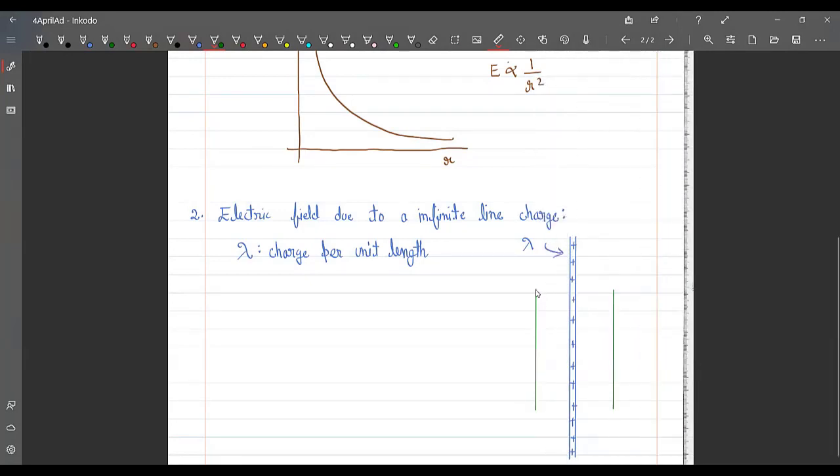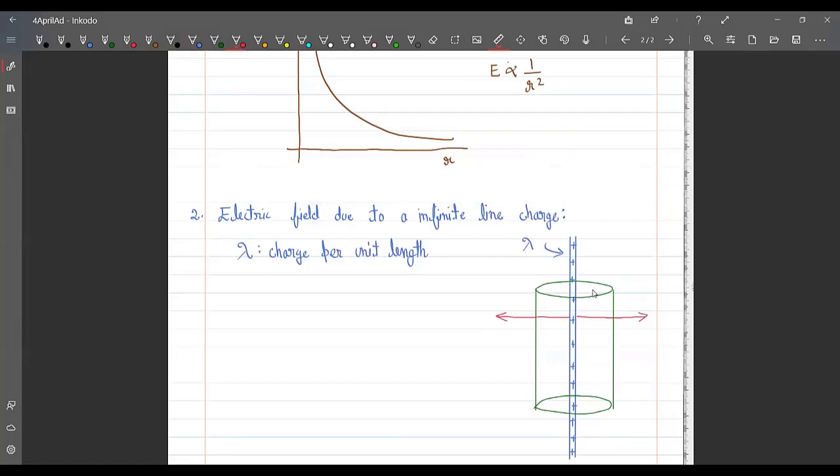If I draw a cylinder, let us see how it will help us. This is our Gaussian surface. And if I draw the electric field lines, the electric field lines will be radially outwards, like this. On this side, it will be radially outwards like this. And see, this is a Gaussian surface, no? So it's a whole cylinder.